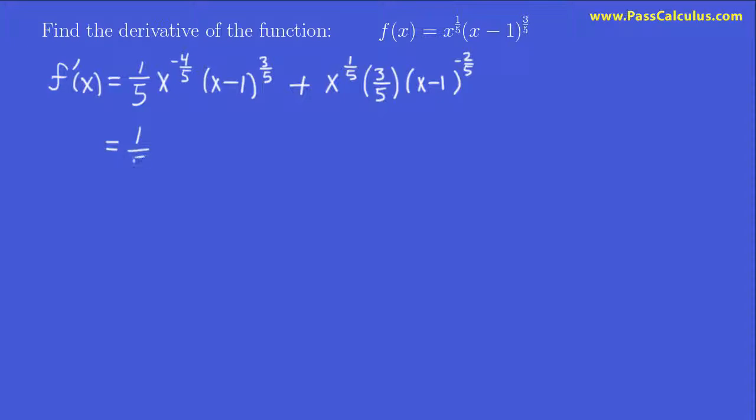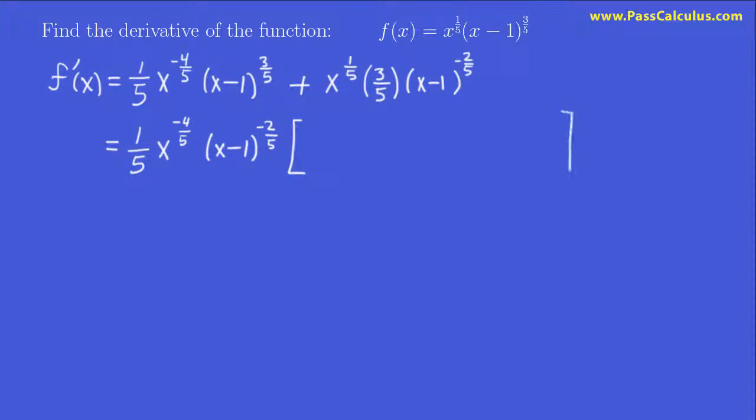So, like I said, 1/5 gets factored. There's going to be a power of x that gets factored, and as we've talked about, the power that we choose is the smallest number that appears in the exponents. Here we have minus 4/5. Here we have 1/5. The smaller of that is minus 4/5. Let me write that a little bit nicer. Minus 4/5. And then we have x minus 1 here. And we take the smaller power. Between 3/5 and minus 2/5, the smaller power is minus 2/5.